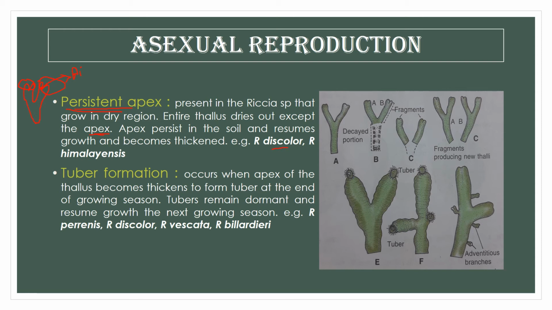Species like Riccia discolor and Riccia himalayensis grow and propagate by this type of asexual reproduction, that is the persistent apex.